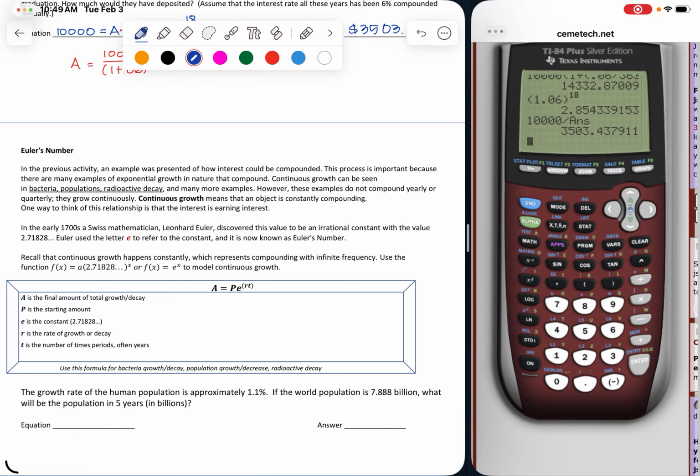One way to think of this relationship is that the interest is earning interest. And I already mentioned that. The interest is earning interest. It says, in the early 1700s, a Swiss mathematician, Leonard Euler, discovered this value to be an irrational constant with the value 2.7182 and so on and so forth. It is irrational. It goes on forever and ever.